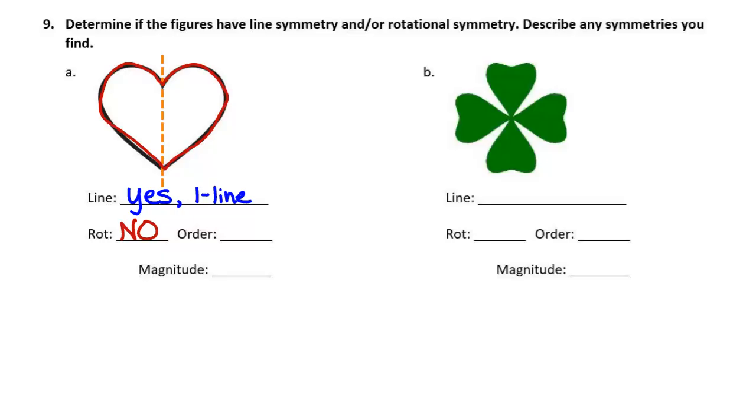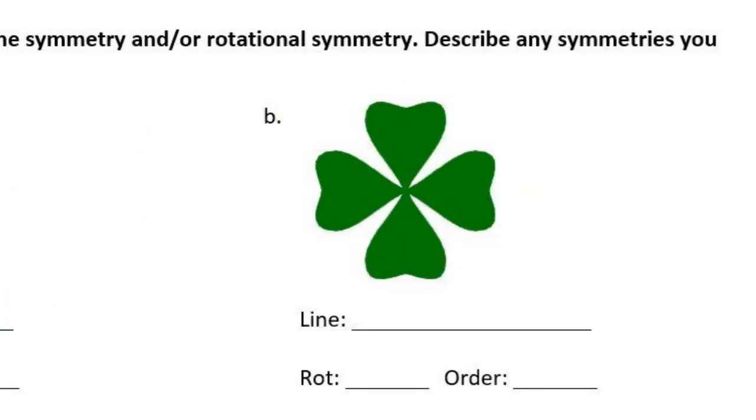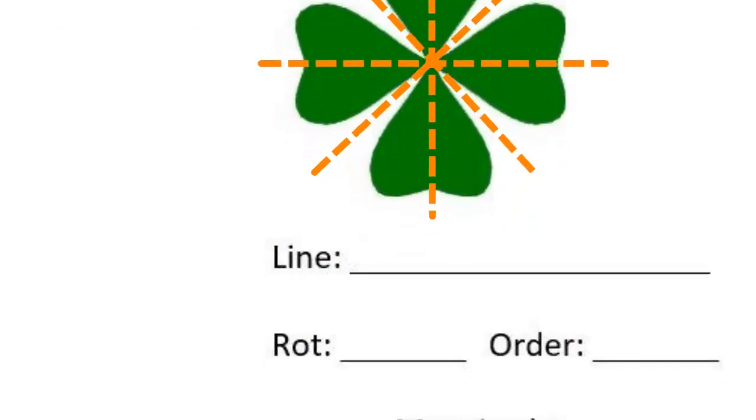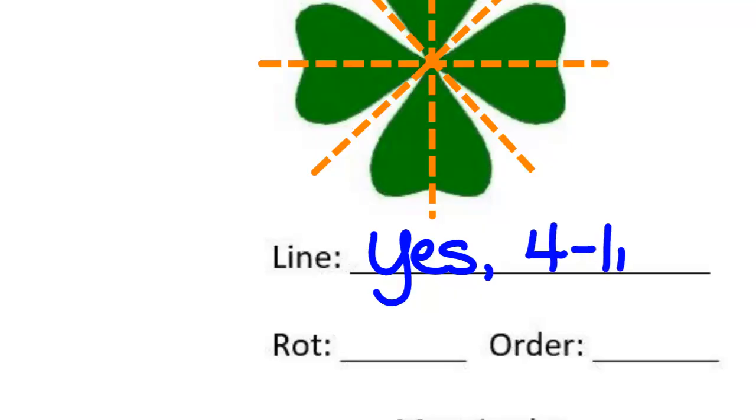All right, and then on part B, I've got a clover leaf, 4-leaf clover, in fact. Does this have any line symmetry? Yes, where could I draw the lines of symmetry? I can draw vertically. I can draw horizontally, so there's at least 2 lines of symmetry there. Can I draw in any other lines of symmetry? Diagonally. On both sides. If I were to fold it over this diagonal, the leaves are going to land on top of each other. And if I do the other diagonal, same thing. So yes, we have line symmetry. We have 4 lines of symmetry.